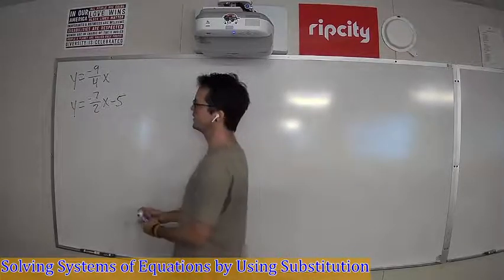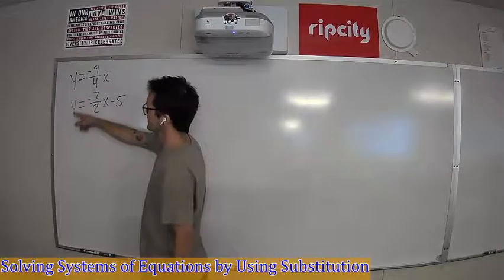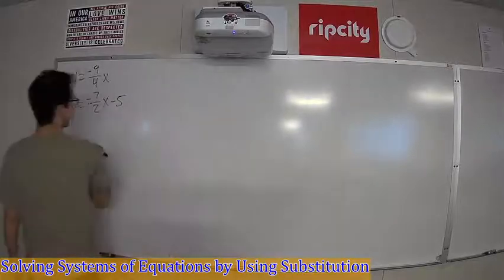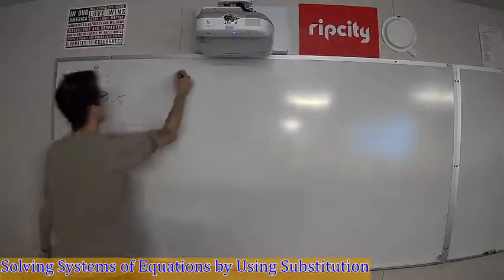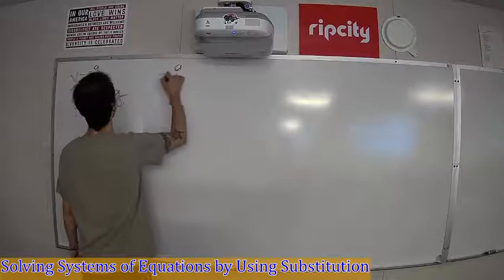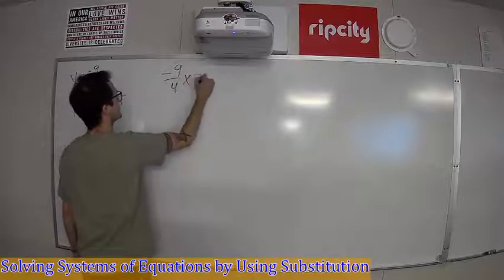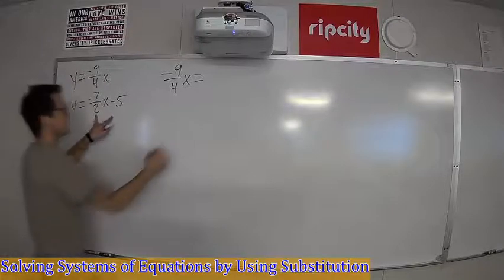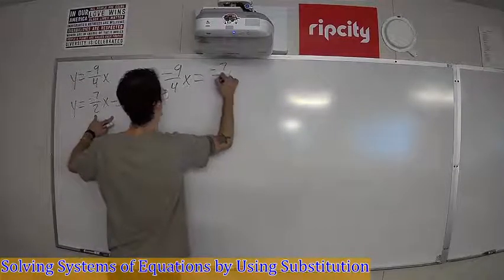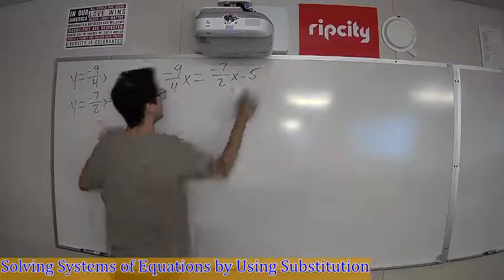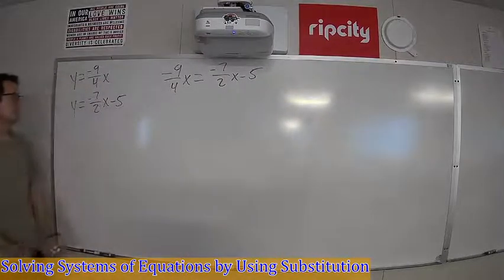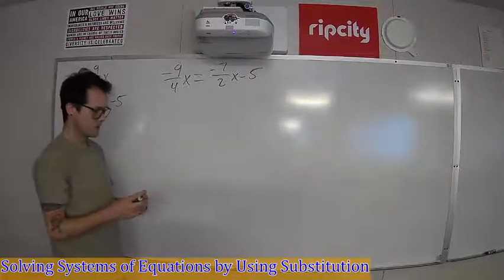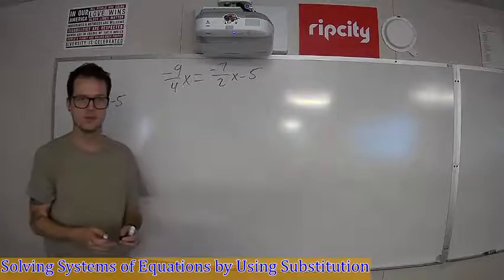So the way that we're going to set this up, we remember that y equals y, so I'm going to set this stuff equal to this stuff. I'm going to say -9 over 4 x equals, so that's the right-hand side of the top equation, equals the right-hand side of this one, which is -7 over 2 x minus 5. Our task here is to get x by itself. We've seen problems like this in the past. It takes a little bit of time, but we have the skills to do this.